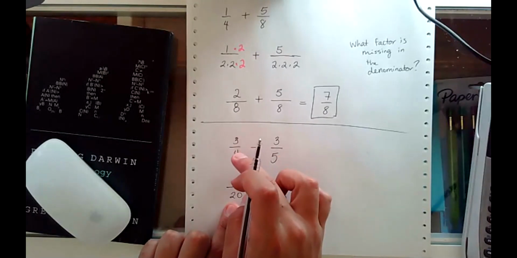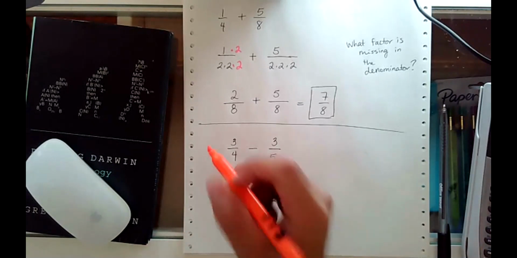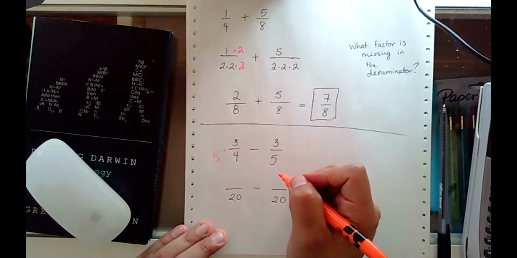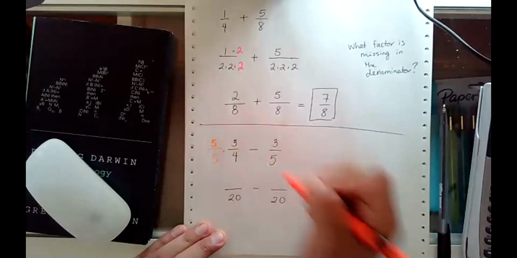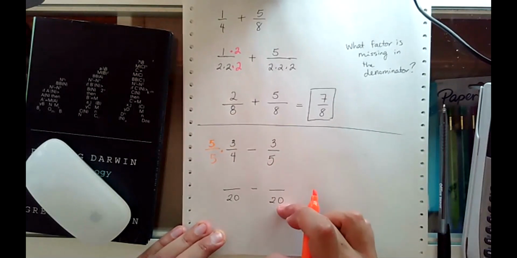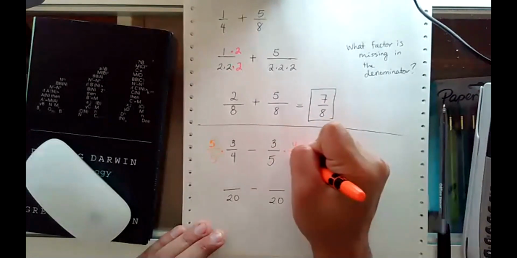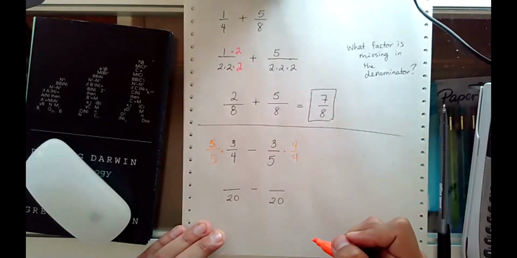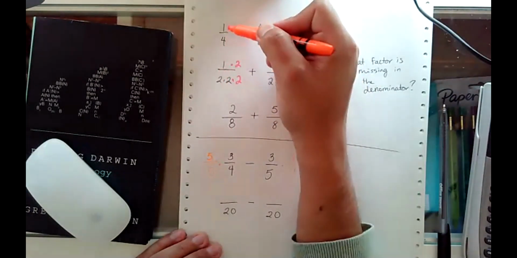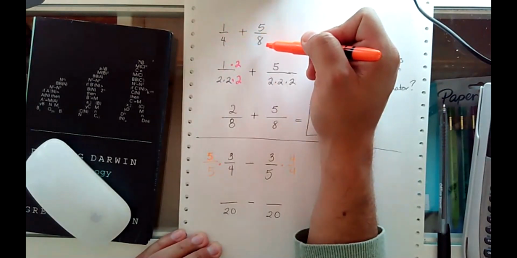Well, how do I make a 4 become a 20? Well, I have to multiply that by 5 on the top and the bottom. And how do I make this 5 become a 20? Well, I've got to multiply this side by 4 over 4. And that's the same thing I'm doing over here. I'm multiplying this side by 2 over 2 to get 8 as my denominator.